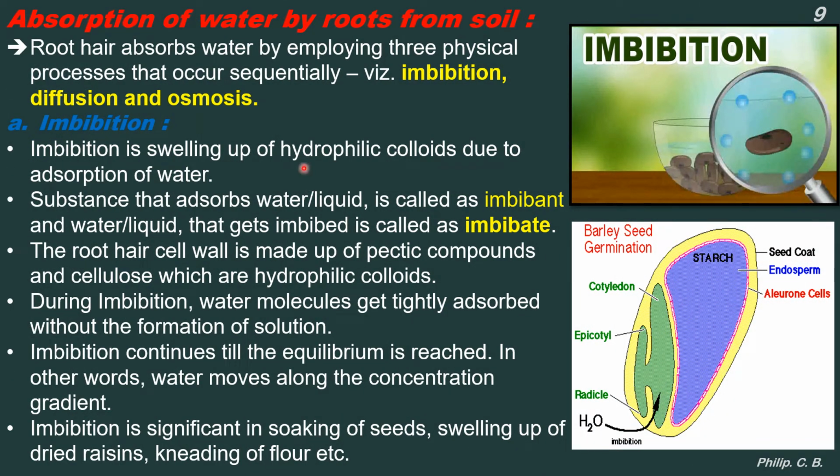Next, absorption of water by roots from the soil. So the root absorbs water by employing three physical processes that occur sequentially, or we can say systematically, one after the other. That is imbibition, diffusion and osmosis. Now imbibition, the first part.